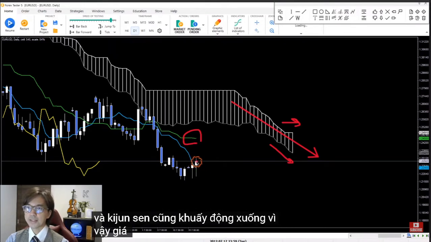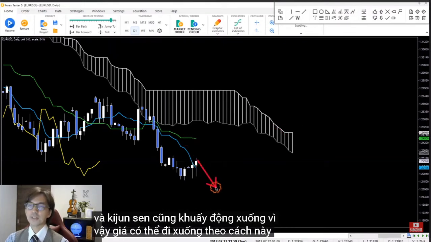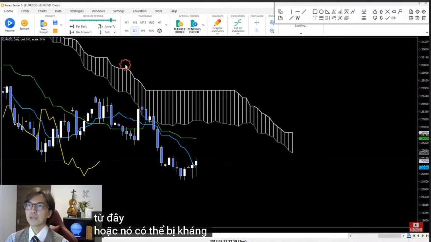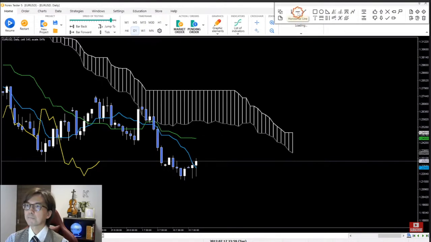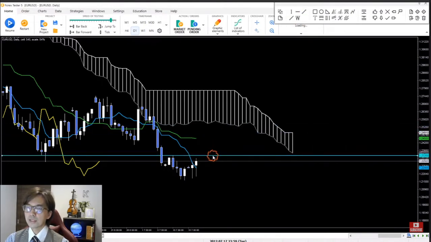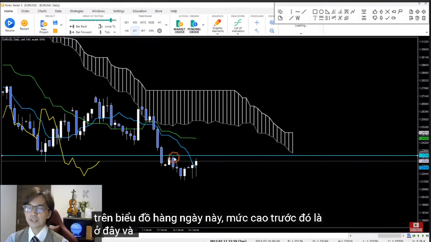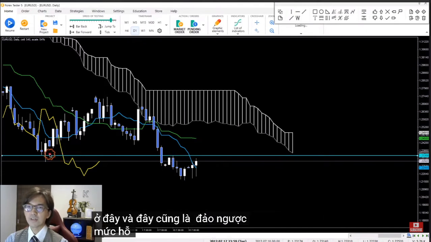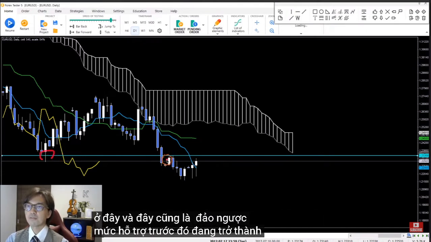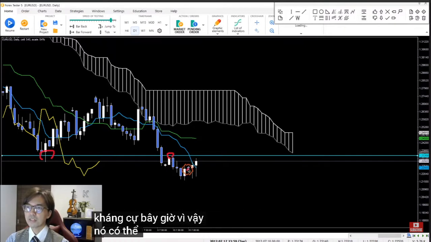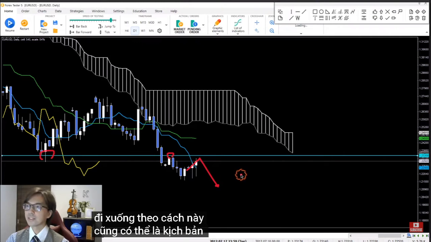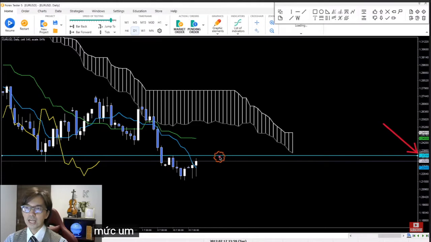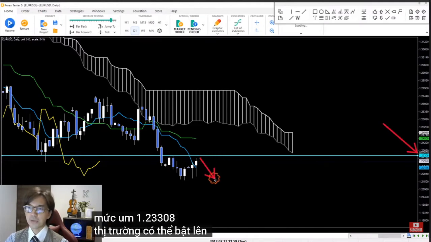So the price could be going down this way from here, or it might be resisted at the previous high level on this daily chart. The previous high was here, and this is also a reversal. The previous support is becoming resistance now, so it might be resisted at this level and go down this way. That could also be the scenario. So this is the 1.23308 level. The market can bounce and go down.